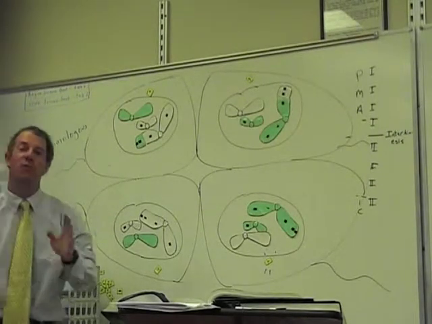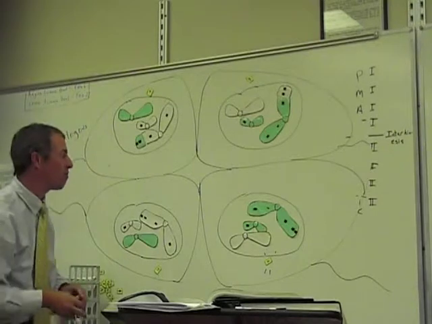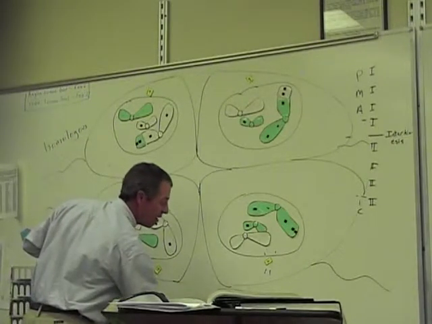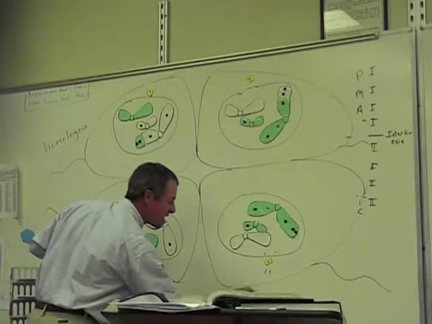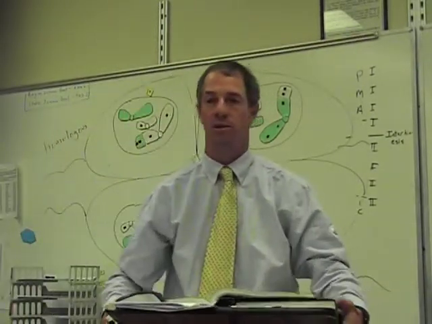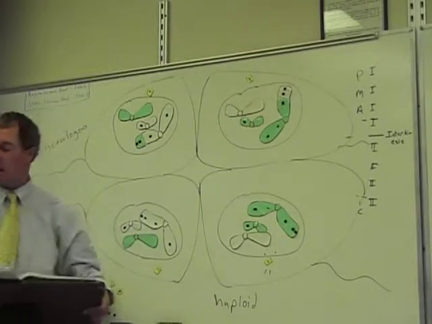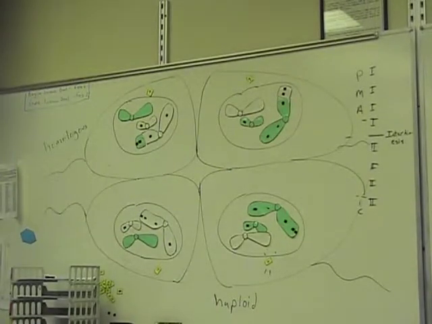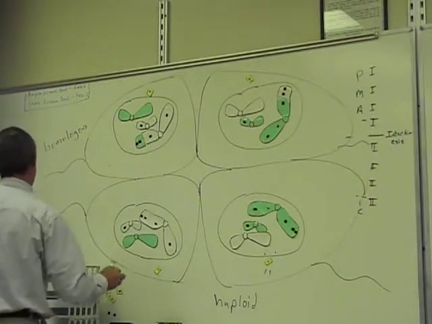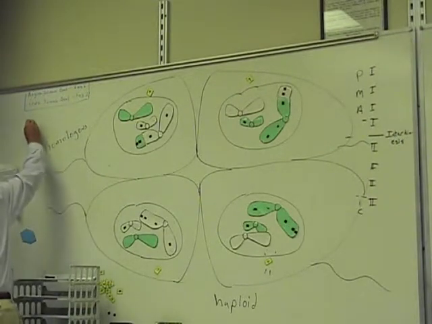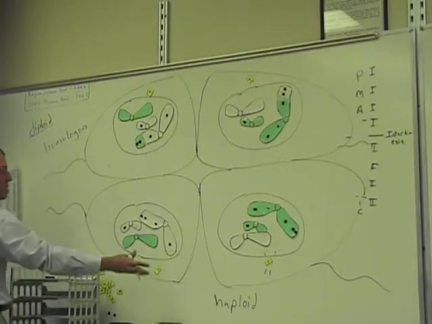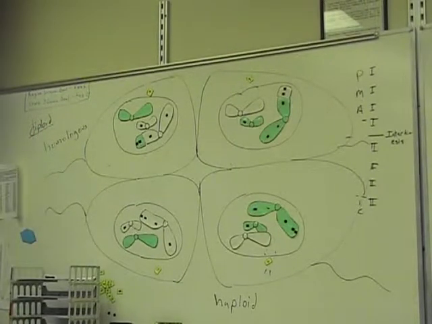There's a word for a cell that has half the number of chromosomes. You know what that word is? Haploid. A haploid cell has half the number of chromosomes. Do you know what a cell is called if it has the full number of chromosomes? It's called a diploid cell. A diploid cell has the full number of chromosomes. A haploid cell has half the number of chromosomes.